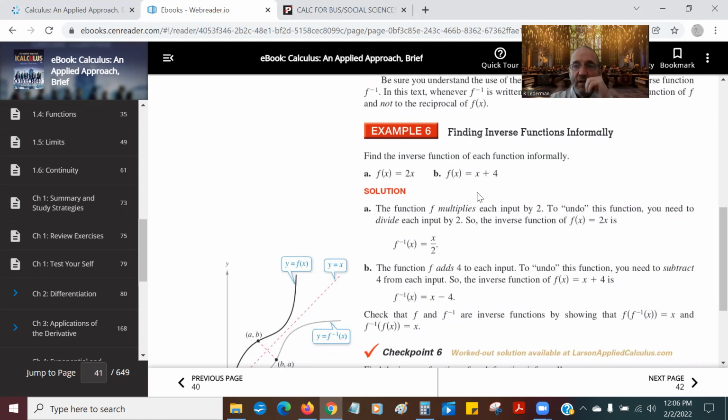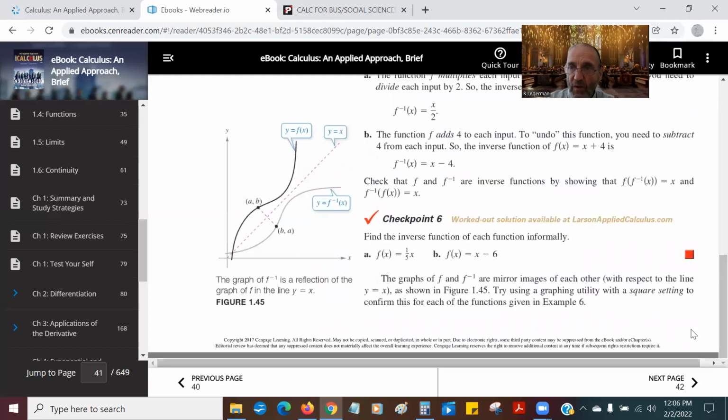The first function added 4, the inverse function subtracts 4, because if I started with 5, I add 4, I get 9. Now I take 9 and subtract 4, I get 5. So the inverse function is subtracting 4, because the inverse function is what gets you back to the original number. It gets you back to where you belong.